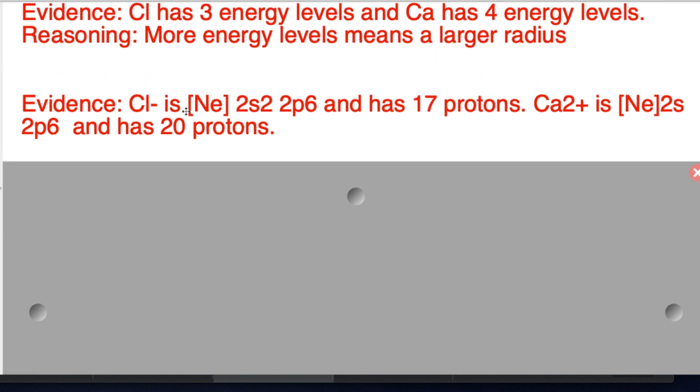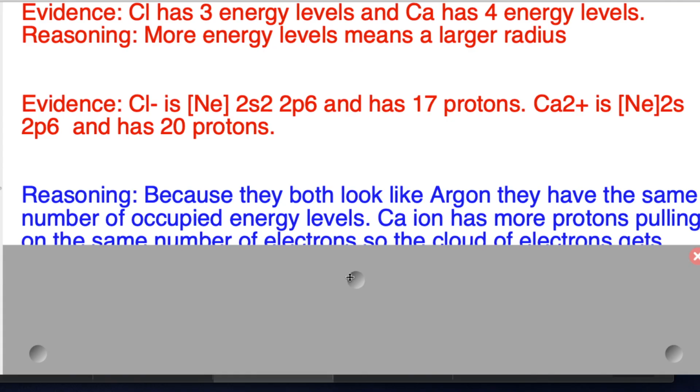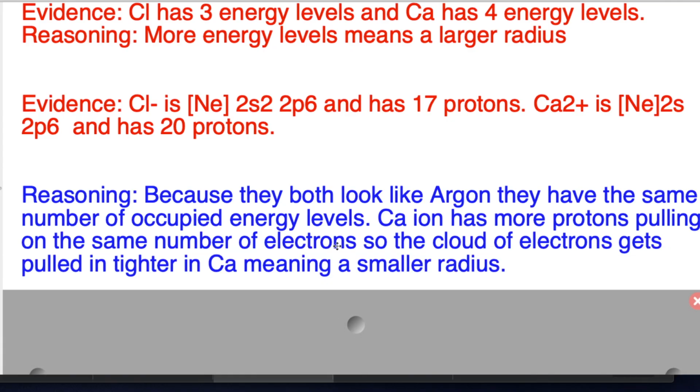Chlorine, the negative ion, has this electron configuration. Calcium ion has the same electron configuration, and they indicate the number of protons. Again, data comes straight from the periodic table, and there's really no thinking about it. It's just reporting the data. The reasoning: because they both look like argon. That statement in and of itself could be done better. What do you mean they look like argon? But that's something students are going to say, and you might just point out, you could say they have the same electron configuration as argon. They have the same number of occupied energy levels.